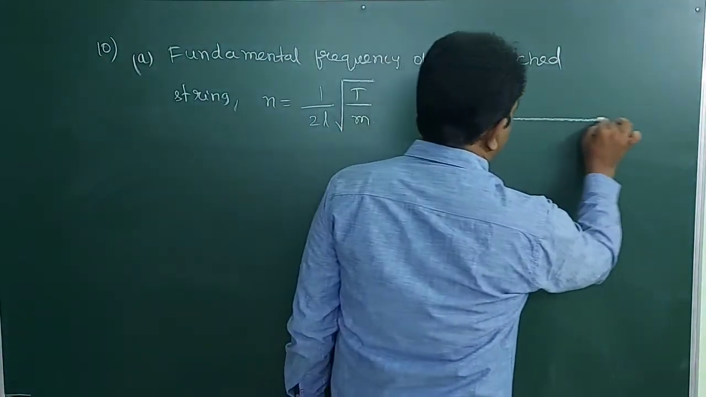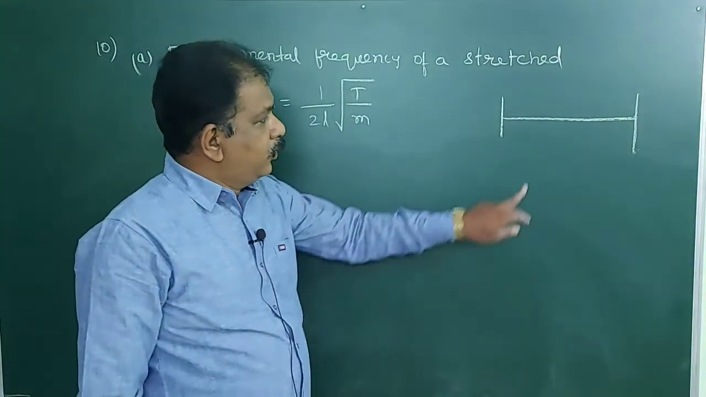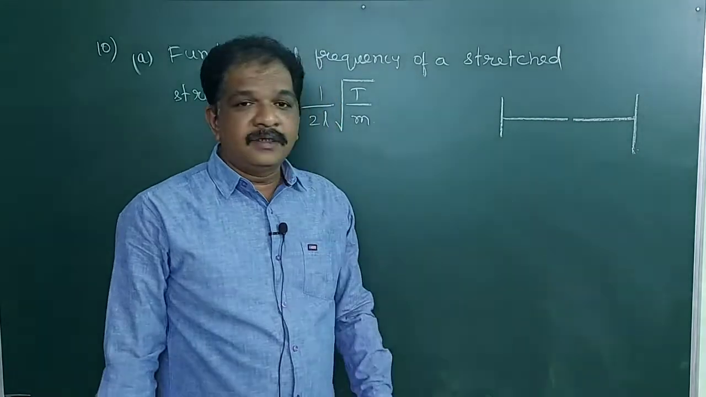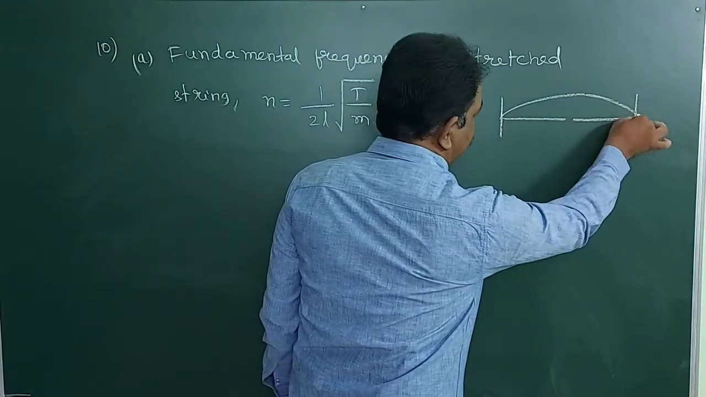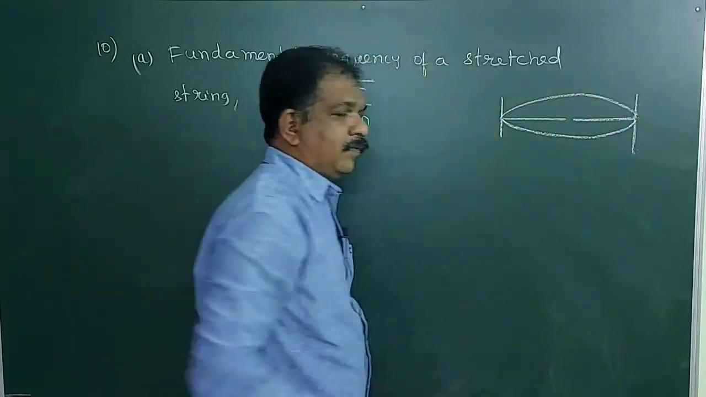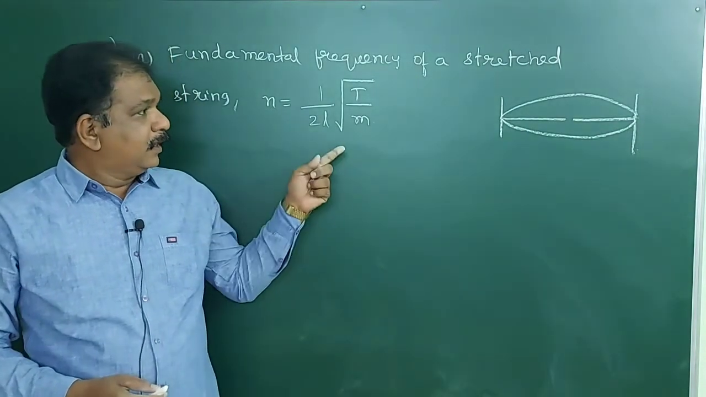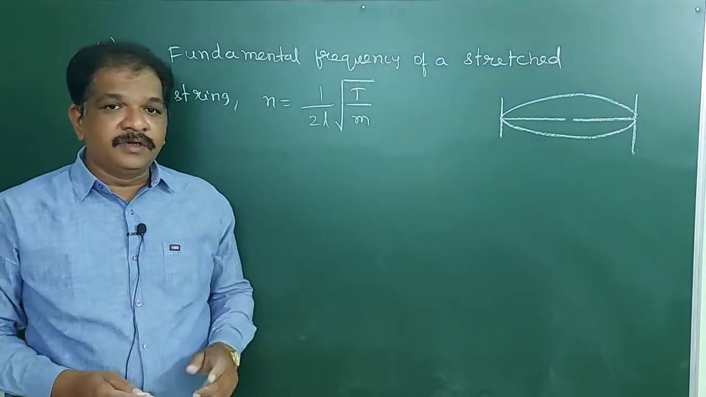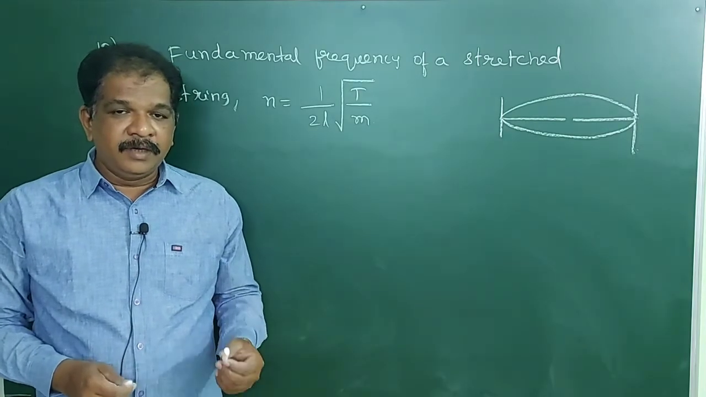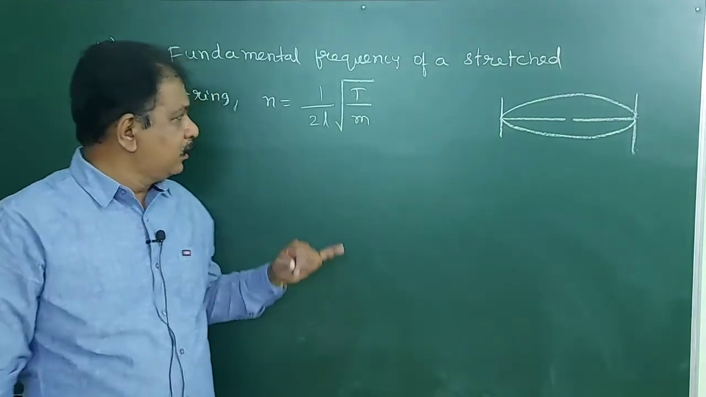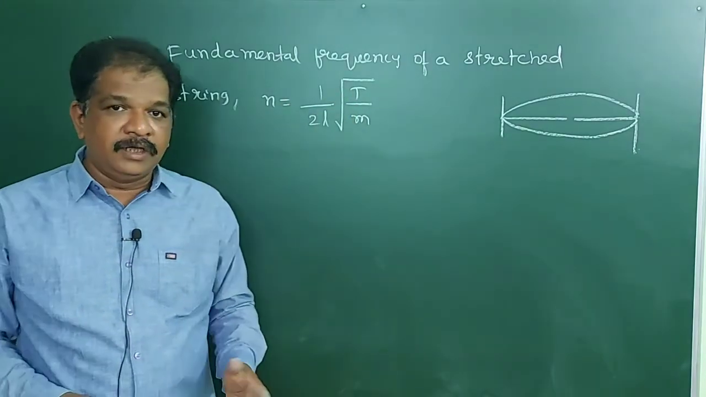Here one string is there. It is fixed between two rigid supports. If you pluck the string at the center, then stationary transverse waves will be generated in the string. Then what is the fundamental frequency? If the string is vibrating in one loop, that will be called the fundamental frequency. Fundamental frequency formula: 1 by 2L root T by M.